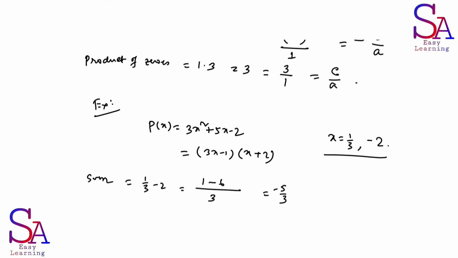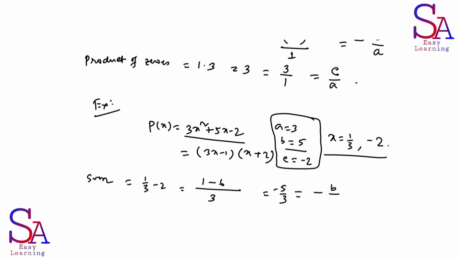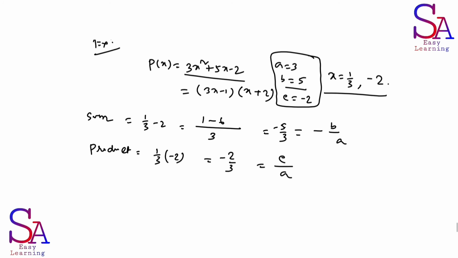minus 5 by 3. Now see, here a equal to 3, b equal to 5 and c equal to minus 2. Minus 5, what is the value of 5 here? It is b, and 3 is a, so minus b by a is satisfied. And if we take the product, that is 1 by 3 into minus 2, that is minus 2 by 3. You see that minus 2 is c, and the value of a is 3. So this is c by a, and this is always satisfied.